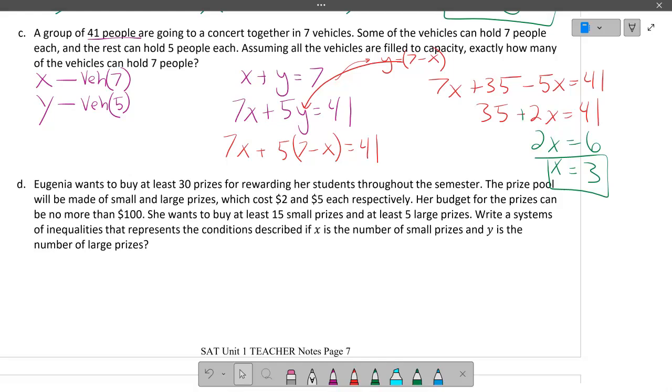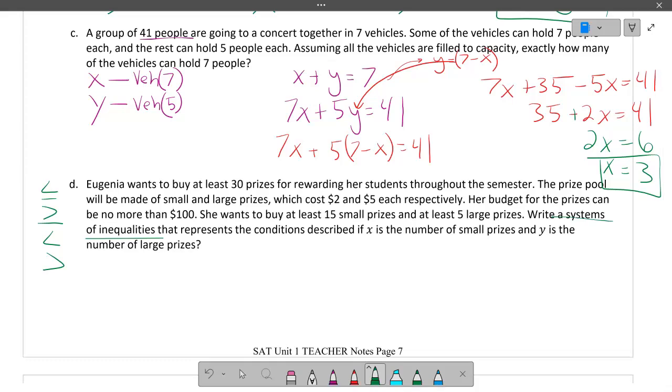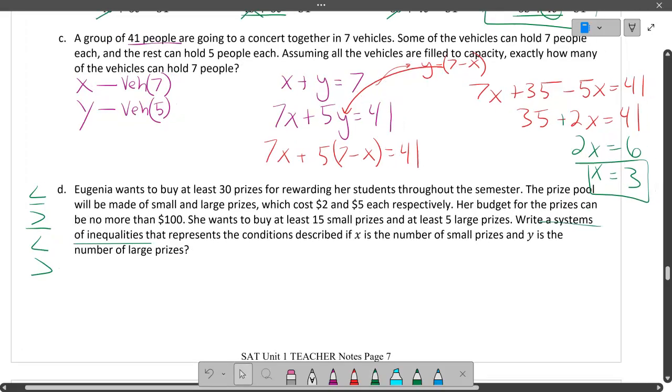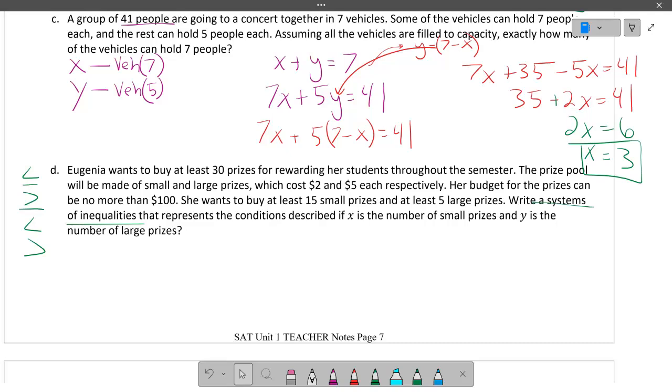Now on D, we're writing a system of inequalities. So remember, that's our less than or equal to, greater than or equal to, less than or greater than. So instead of an equal sign, we have one of our 4 inequality symbols. All right. What I want you to do is read through this, take a minute, and tell me how many relationships and how many inequalities we will write based on this scenario.